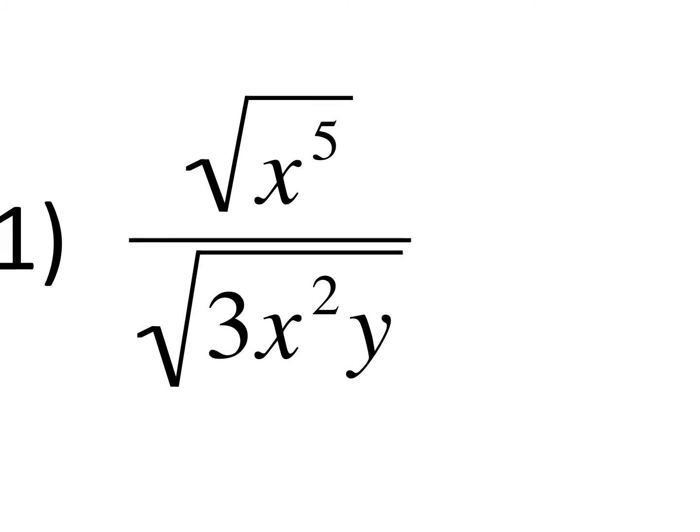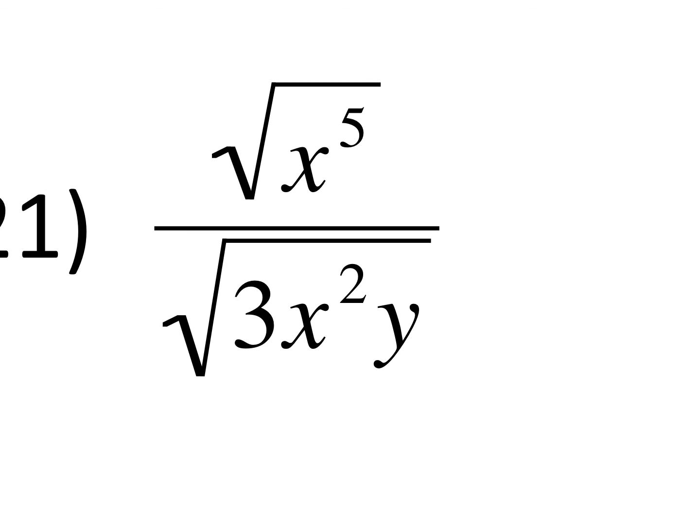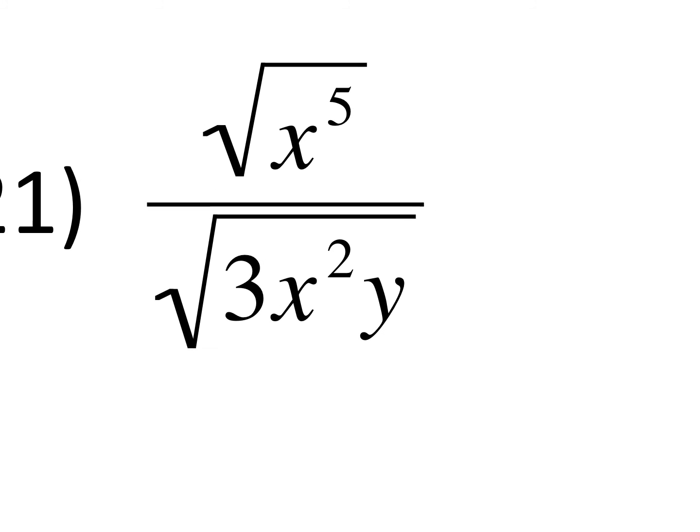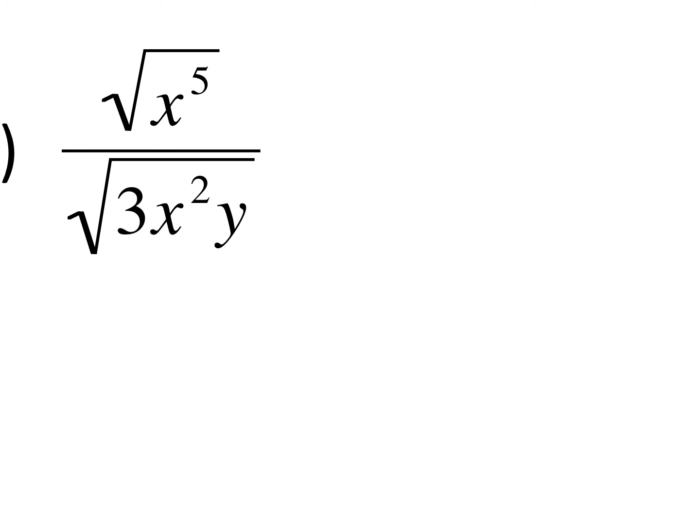See if you can figure that one out from what we were doing. What was your first step here? Take that x to the 5th and the x squared, right? And what do you get when you divide that? X cubed. Okay, so you have the square root of x cubed up top. On bottom, now your x is gone because we just subtracted that. So this is going to be the square root of 3y.